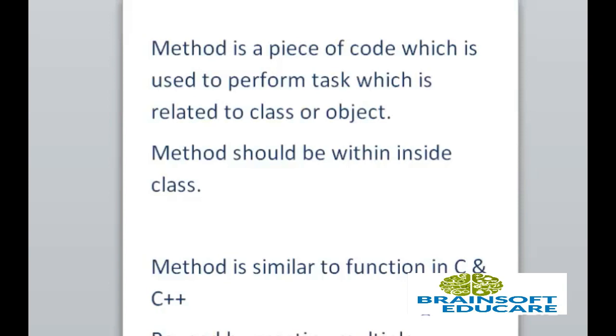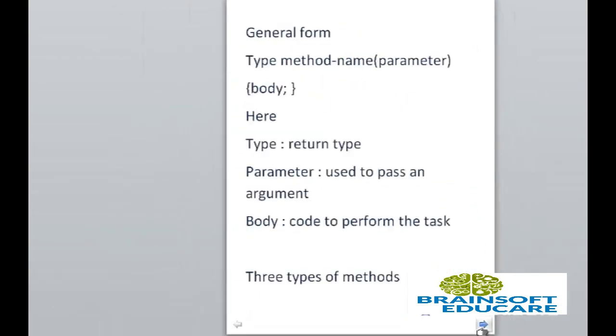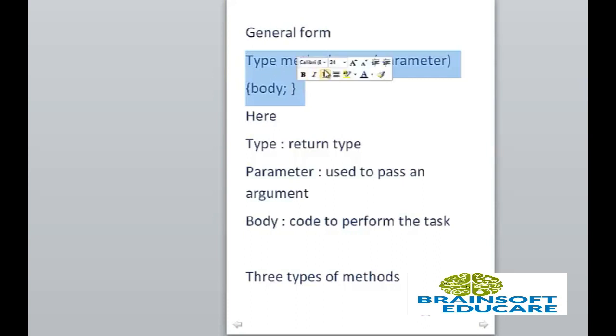Let's go through the general form of the method. Here is the general form of the method. Type is the return type of method. Method name is the name of method. Parameter used to pass an argument. And body is the code which is used to perform the task.